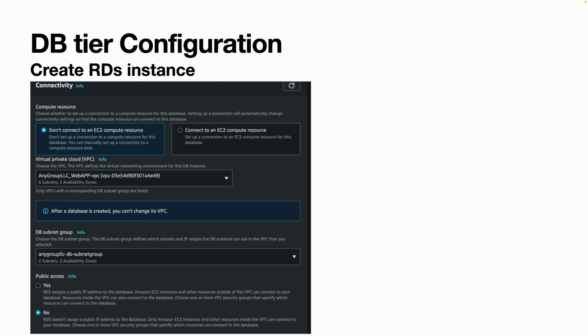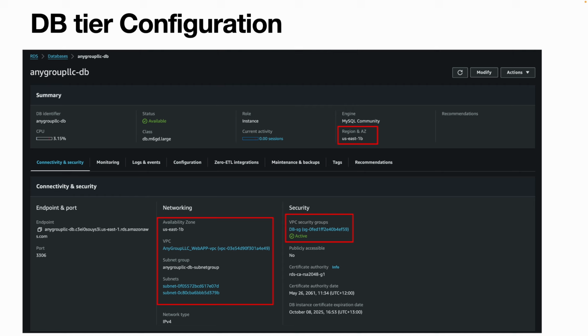In the connectivity section, choose the VPC and the subnet group that were created before. The subnet group contains subnets in different AZs, which are us-east-1a and us-east-1b. The RDS will create the primary and standby RDS in these two subnets. After creation, we can see the RDS is created in the correct VPC and subnet group, and the primary instance is in AZ us-east-1b.